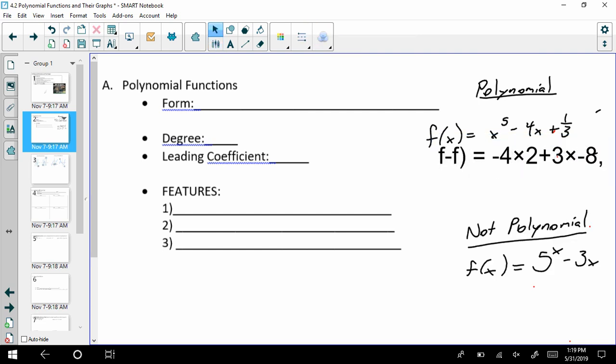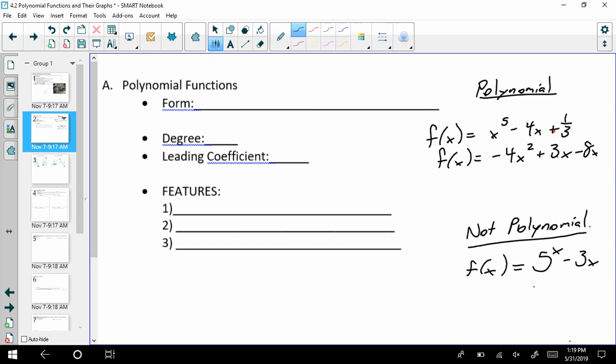Oh my goodness. Tell you what, this stylus and me do not get along. So that's a polynomial. Something that would not be a polynomial.